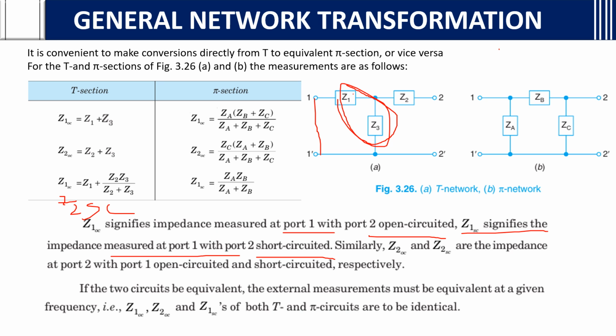Z1 Z3 by Z1 plus Z3. This will be in series with Z2. So what you will get is Z2 plus Z1 Z3 by Z1 plus Z3. If the first port is shorted it is Z1 SC, and here the second port is shorted, so it means Z2 is shorted. In the same way we can write Z2 SC for the pi section also.